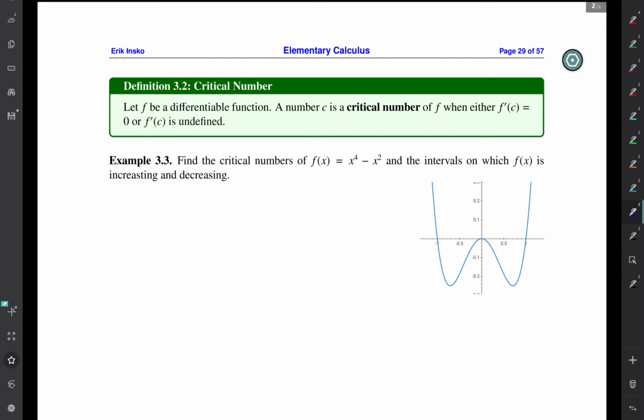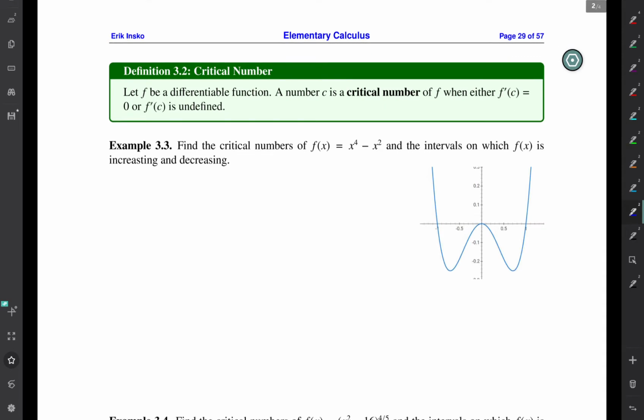Okay, in example 3.3, we're going to find the critical numbers of f of x equals x to the fourth minus x squared, and then the intervals on which f of x is increasing or decreasing. Okay, so the first thing you want to do is take the derivative, df dx, or f prime of x, and that'll be 4x cubed minus 2x.